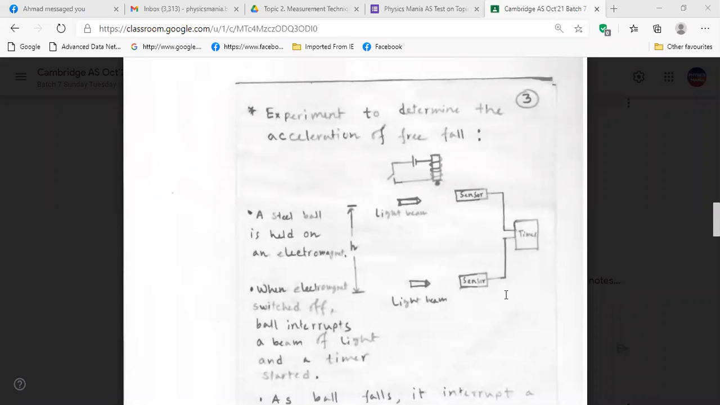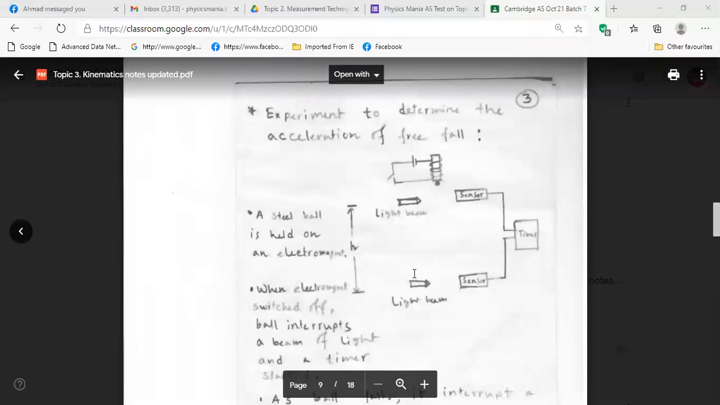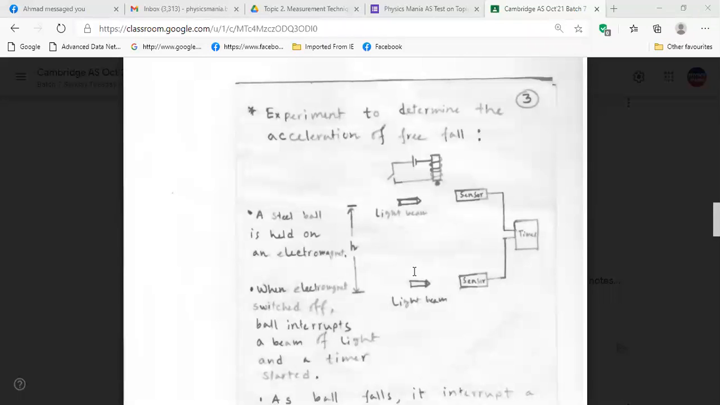So we are getting the time here, and also we can have the distance, right? We have here the distance, that means the height, the gap between these two light gates. This one we can increase or decrease, right? If you have more distance, more height, then you have more time, right? And from these different values of h and t, we can plot a graph.